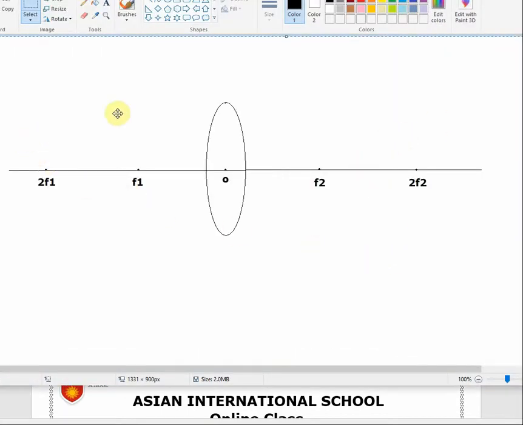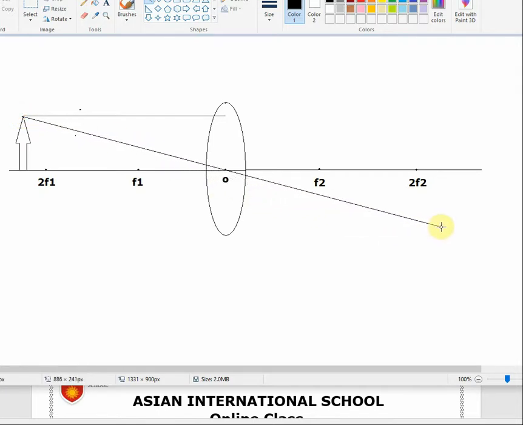Alright. For the second one, once again, in this case we will take the object at beyond C. So let me take the object like this. Now you know what you have to do. First, the parallel line from the head of the object, parallel to the principal axis. Second one will pass through the optical center.